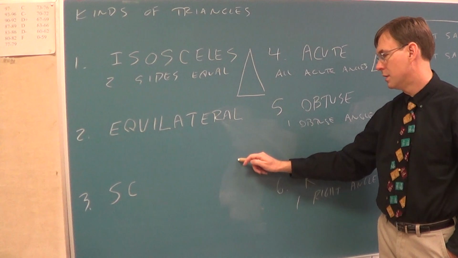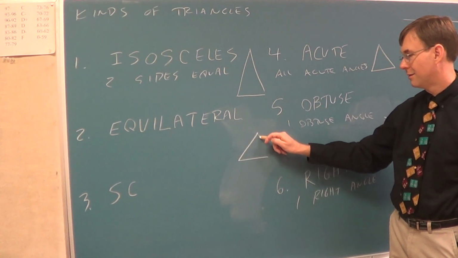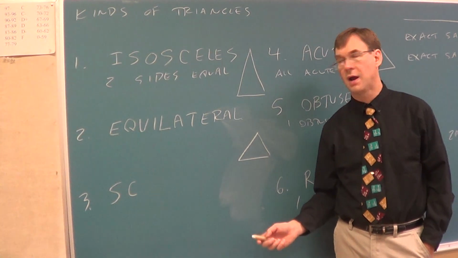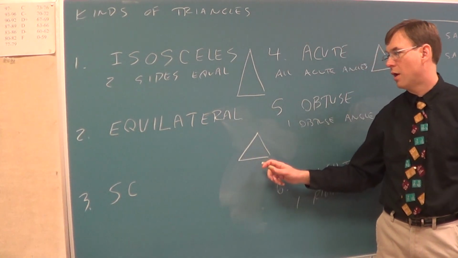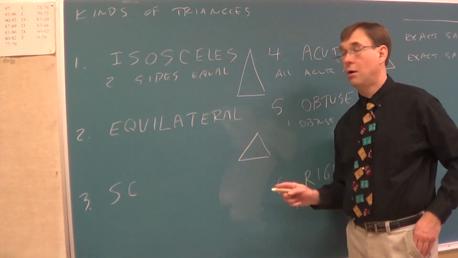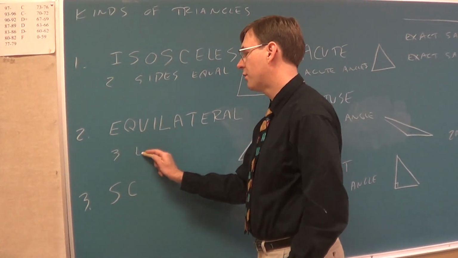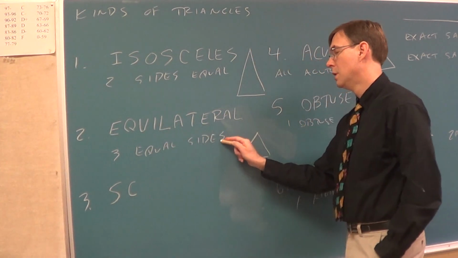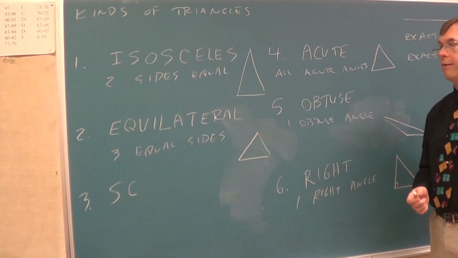I'll draw you one as best I can. That's not bad, but I don't know that it's perfect if we grabbed a ruler. Anybody have a thought on what makes this triangle equilateral-ish, if I could draw? All sides equal. So if we have 3 equal sides, that makes the triangle equilateral.